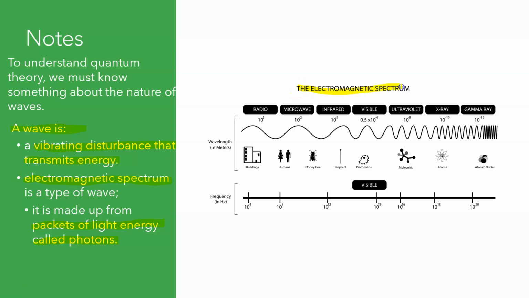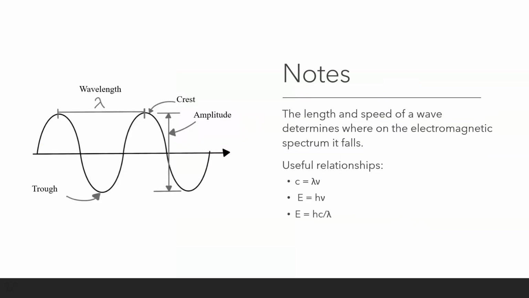This is the electromagnetic spectrum, where it shows you the relationship between the type of wave here, the length of the wave or wavelength here, and the frequency, or how many waves per second, which is what Hertz is, occur at each type of wave. The length and speed of a wave determines where on the electromagnetic spectrum it falls. We have three equations that we will look at.